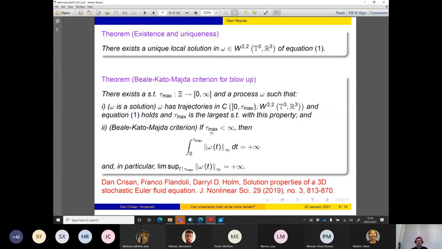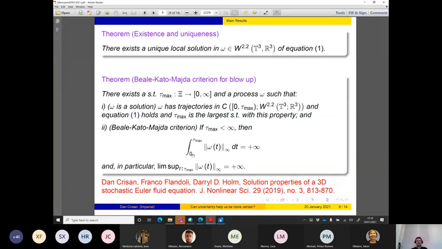If this blow-up time, this maximum time up to which I can construct my solution in this space, is finite, then if I integrate what? The supremum norm. So this is the supremum norm of the vorticity. Okay, so I don't care about it not being differentiable. I don't care about it not being twice differentiable. I only look at the supremum norm.